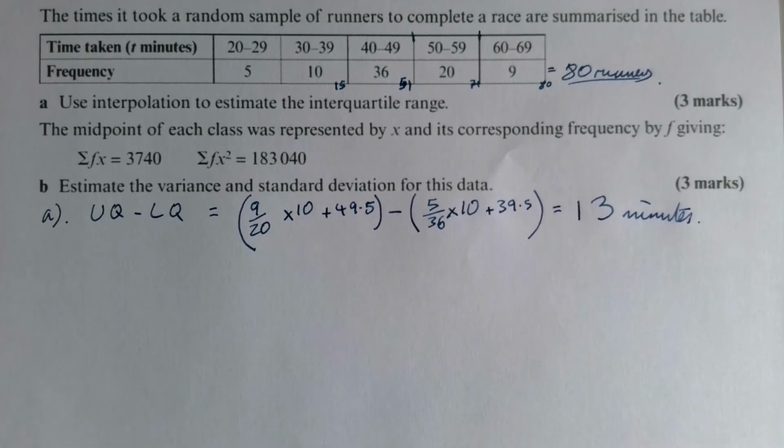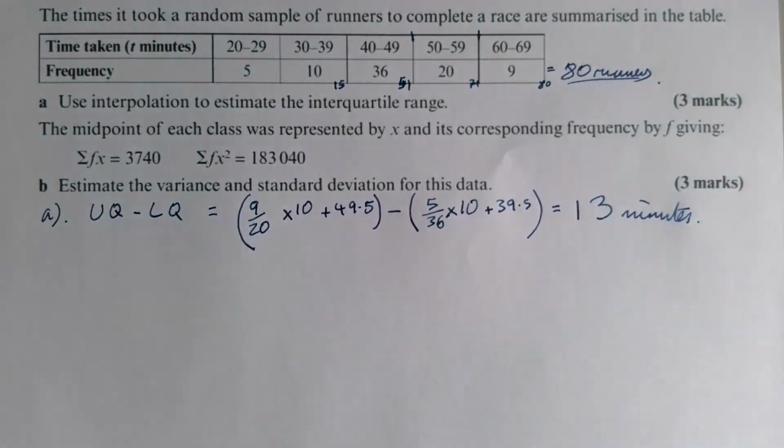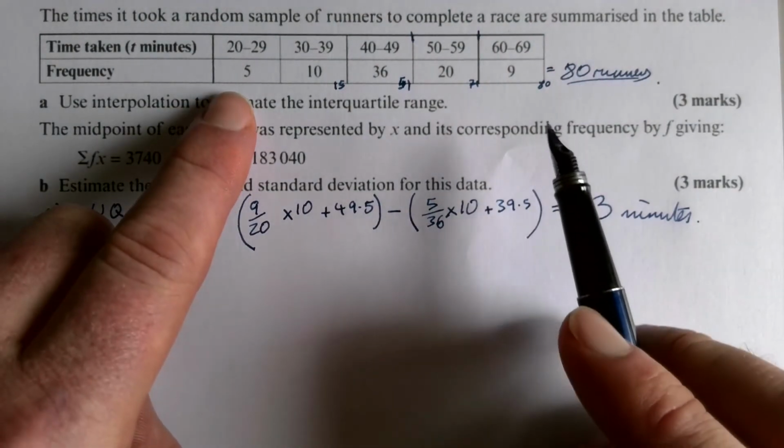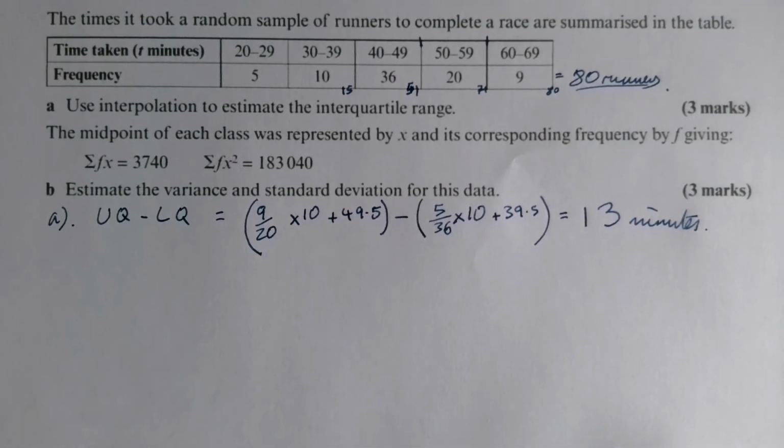So your whole middle half of your runners are going to fall within 13 minutes of time, whereas your fastest and your slowest, well, they've got a massive amount, haven't they? Could be as much as, from 20 up to 69, up to 49 and a half, 50 minutes between the slowest and the fastest. Right, so that's the first part.